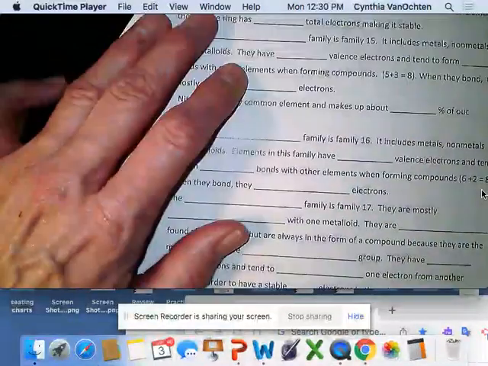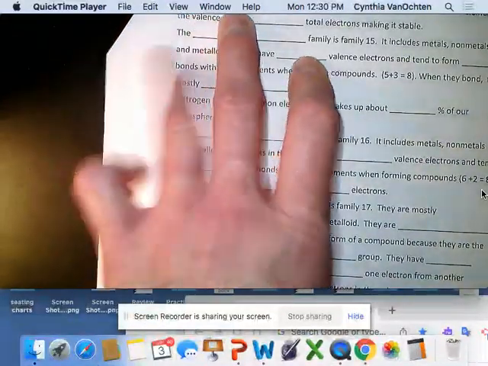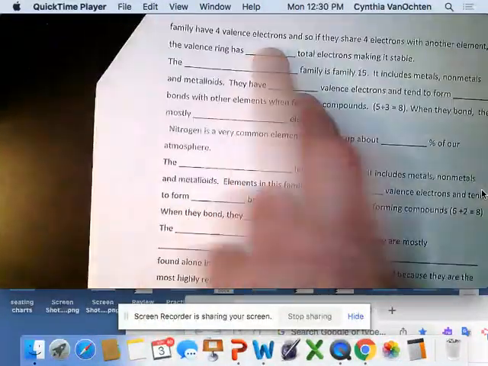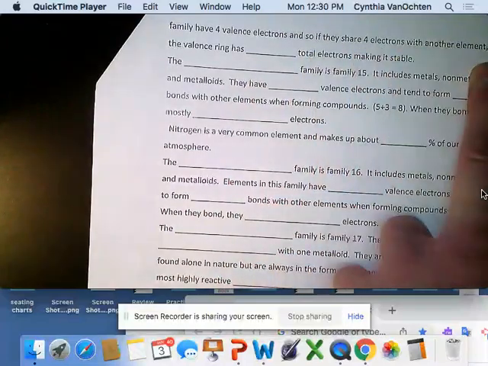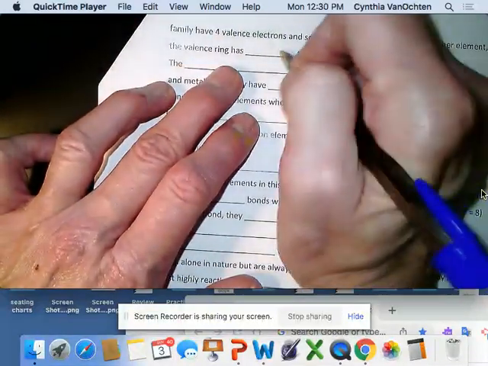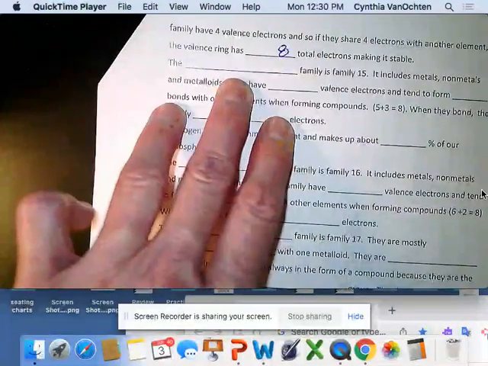Okay, so now let's flip to the next page. Okay. So it just says carbon family have 4 valence electrons. And so if they share 4 with another element, the valence ring will have 8 total, making it stable.